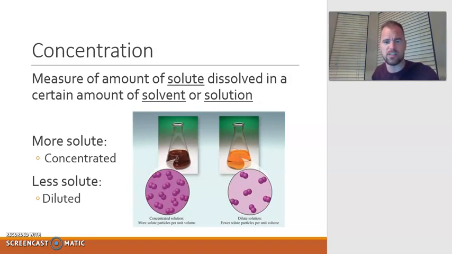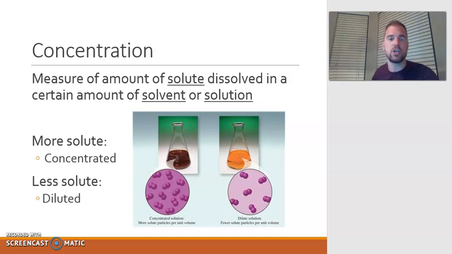Pictorially, you could probably tell if something is concentrated just simply based on color. Like if you were to look at these two flasks, you could probably guess that the one on the left is more concentrated. But what you're really saying is that there are more solute particles per volume of solvent or solution, whereas the one on the right is more diluted, meaning there are fewer solute particles there.